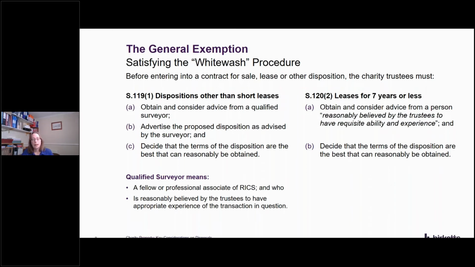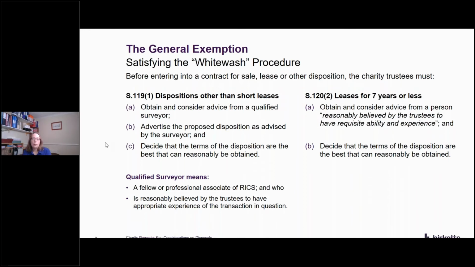There are various things that have to be covered in that surveyor's report, and I'm not going to go through those. That's really for the surveyor, but those are contained in a separate set of regulations from 1992, and you can look those up online. They cover all the things that the surveyor has to list in that report for it to be a compliant Section 119 qualified surveyor's report.